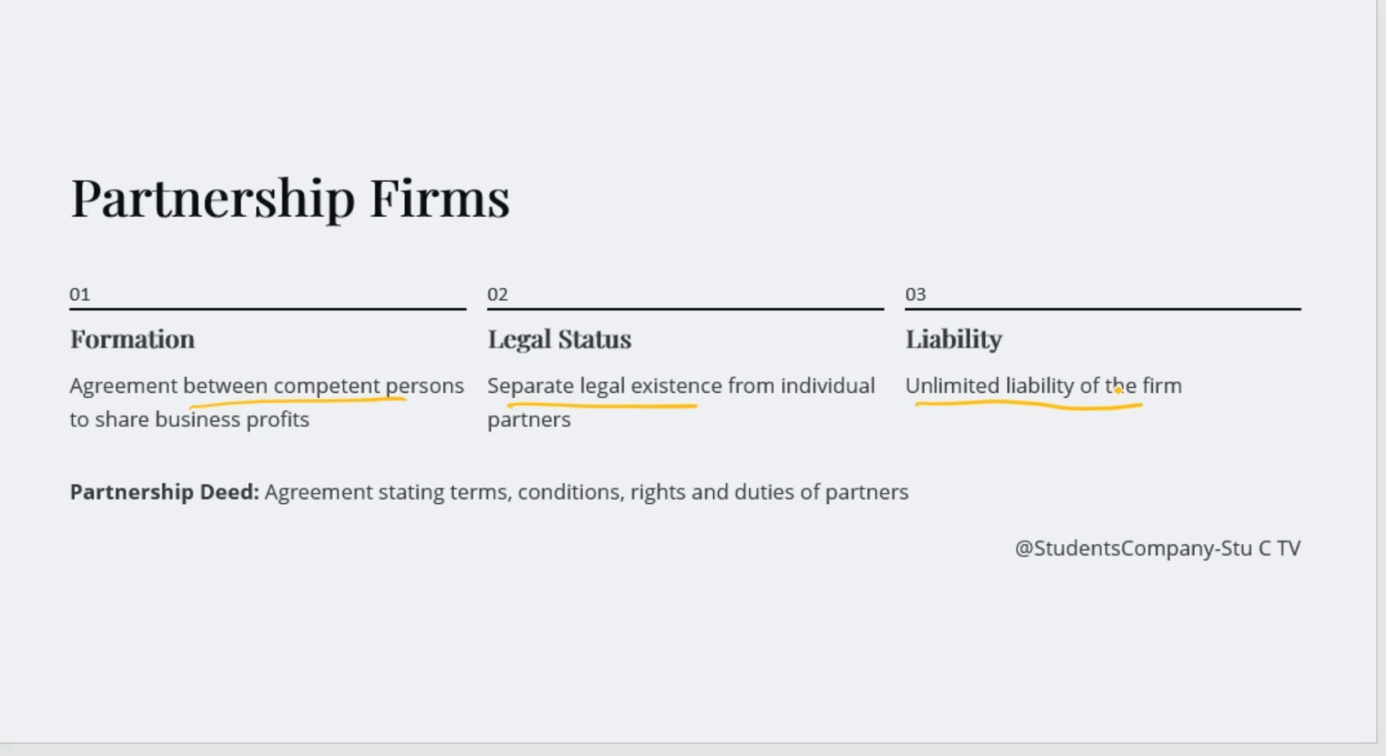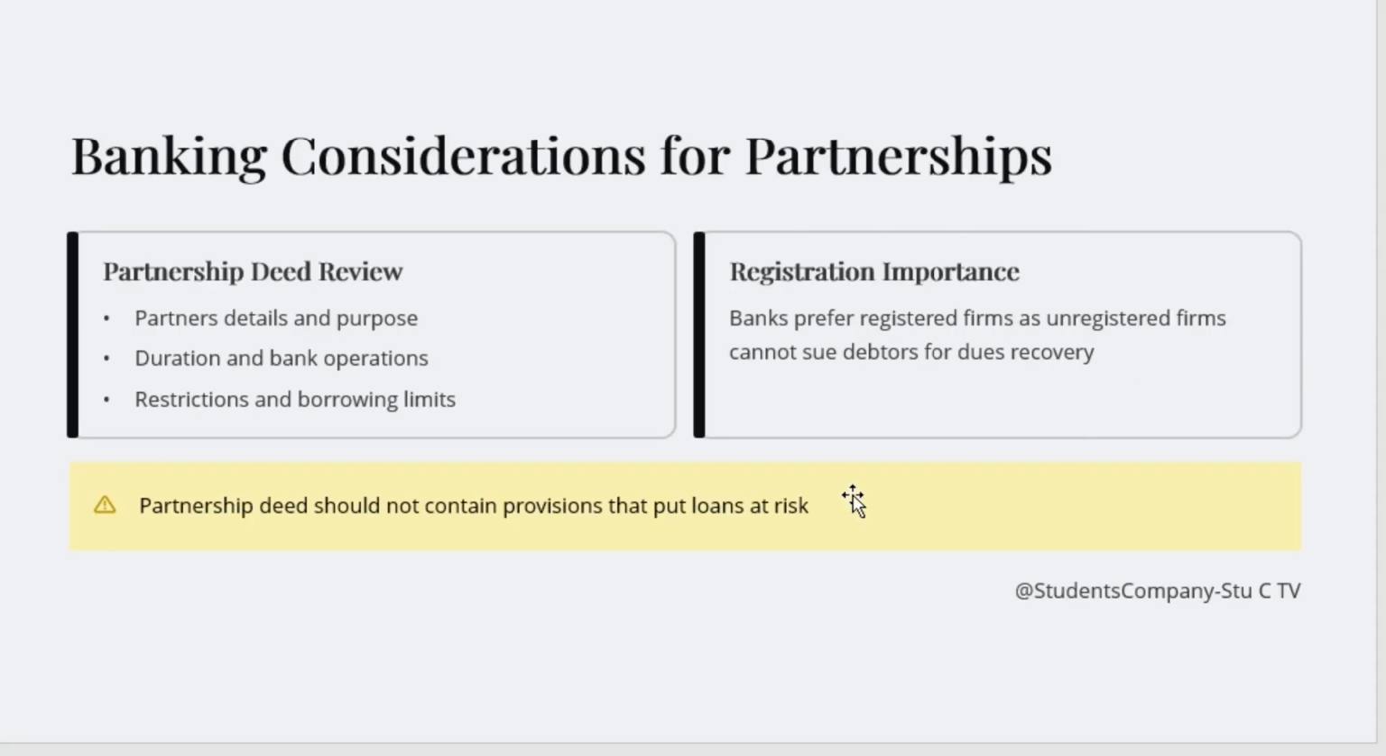Agreement, there is a partnership deed which will be an agreement stating terms and conditions and rights and duties of partners. As bankers, you always verify which partner has the right to borrow. What are the shares of profit between partners? What is the contribution of capital among partners? All these things we can verify in the partnership deed. The partnership deed always reveals details and purpose of the company, duration and bank operations, who can do, is there any restriction on the borrowing limit.